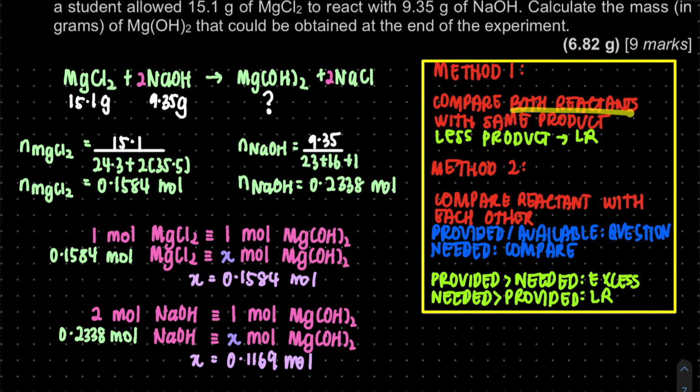Then we compare both values, comparing both reactants with the same product. Once you have done the comparison, you can check which reactant will produce less Mg(OH)2. When we use MgCl2, we will get 0.1584. If we use sodium hydroxide, it will be 0.1169 mole. So from here we know that my limiting reactant is sodium hydroxide. I'm just going to write down that sodium hydroxide is the limiting reactant.